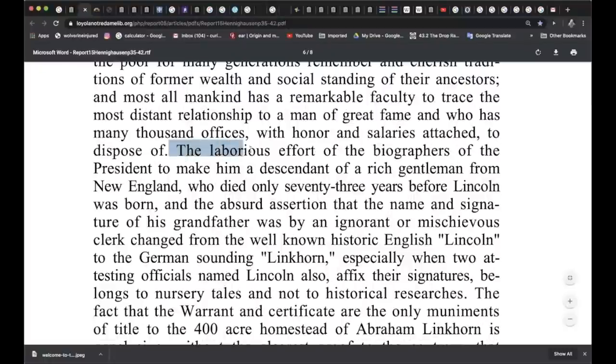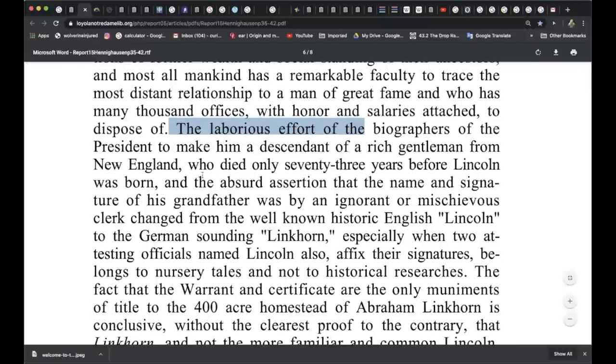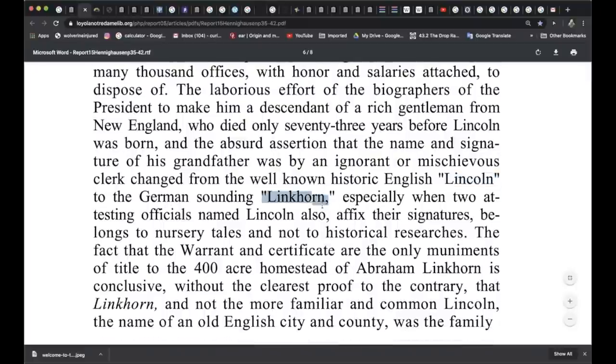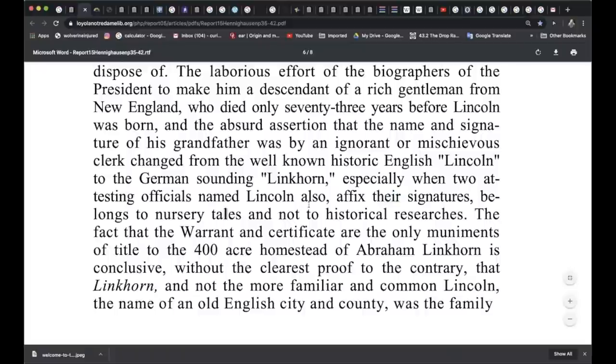Continuing on here, it says the laborious efforts of the biographers of the president to make him a descendant of a rich gentleman from New England who died only 73 years before Lincoln was born, and the absurd assertion that the name and signature of his grandfather was by an ignorant or mischievous clerk changed from the well-known historic English Lincoln to the German-sounding Linkhorn, especially when two attestant officials named Lincoln also affixed their signatures, belongs to nursery tales and not to historical researchers.